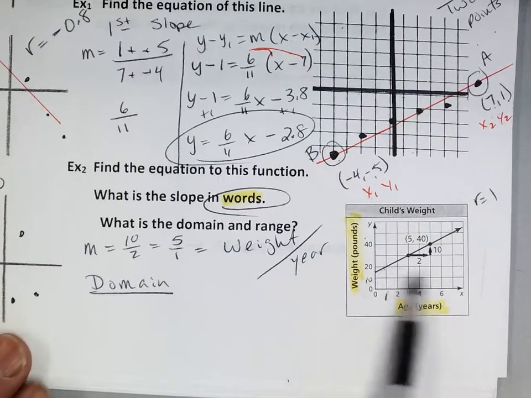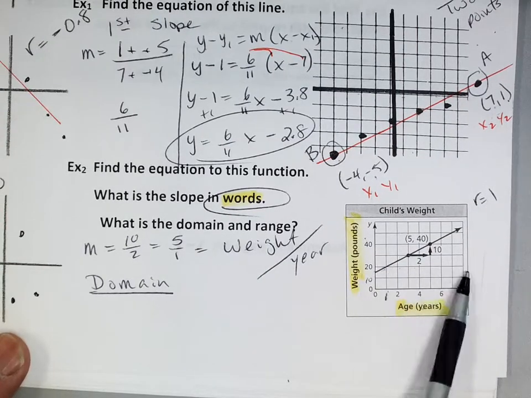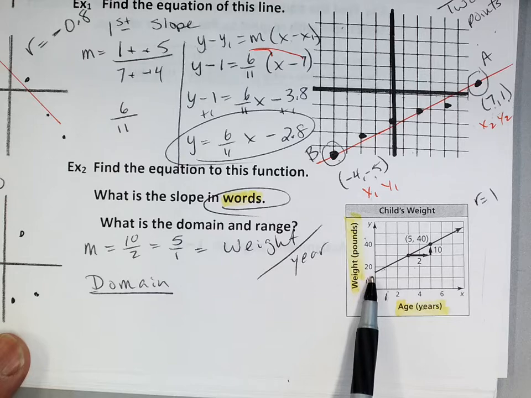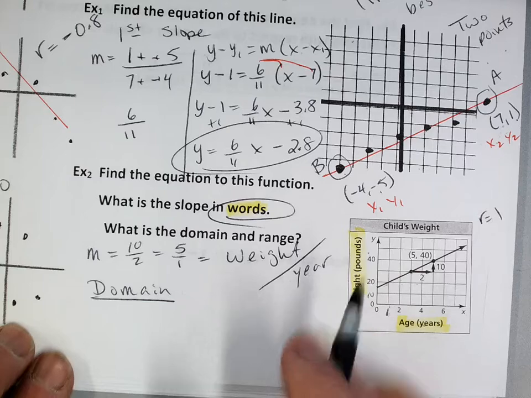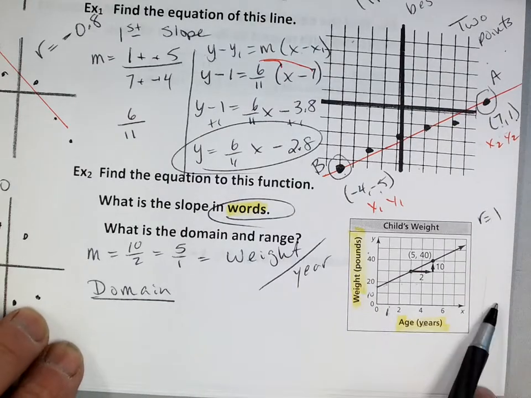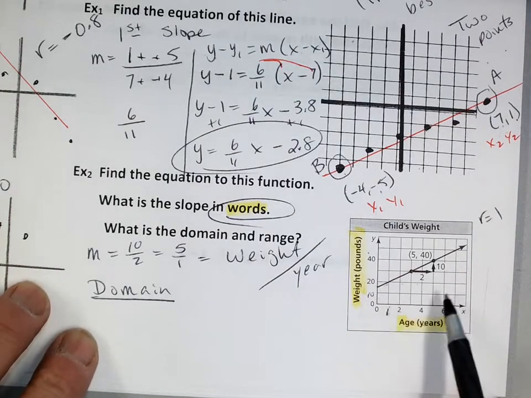Domain is all the x values, right? Or how wide is this graph? Well, there's no such thing as negative age. You guys agree with that? So for sure, we've got to be greater than 0, okay? But at the same point, you've got to be a little bit careful.